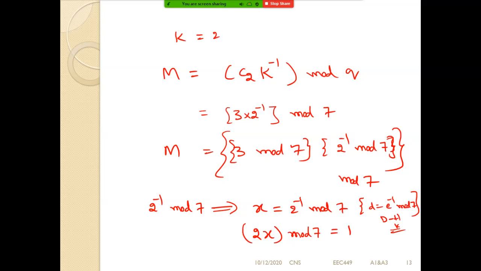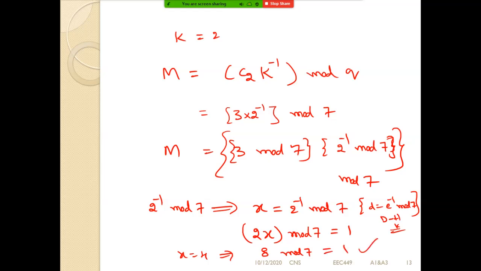Please recollect. This product must be more than 1 time or 2 times of 7. So 2 into some value, which must be either 8 or 15 or 22 like this. X equals to 4, sir. So if I assume x is equal to 4, then it will be 8 mod 7, which will give the remainder as 1. Correct?